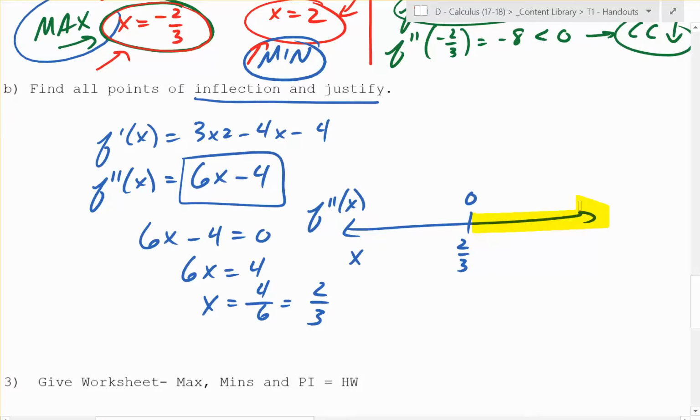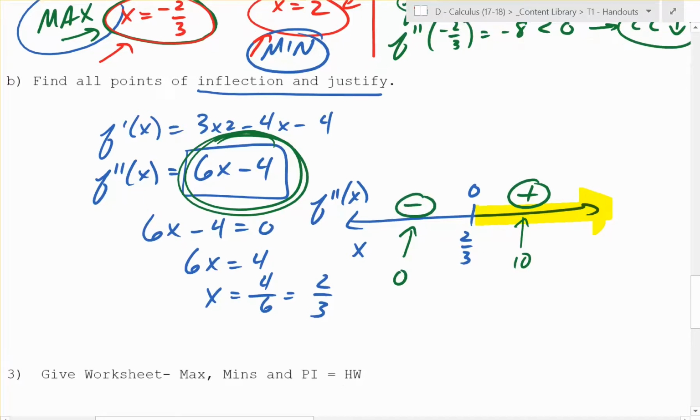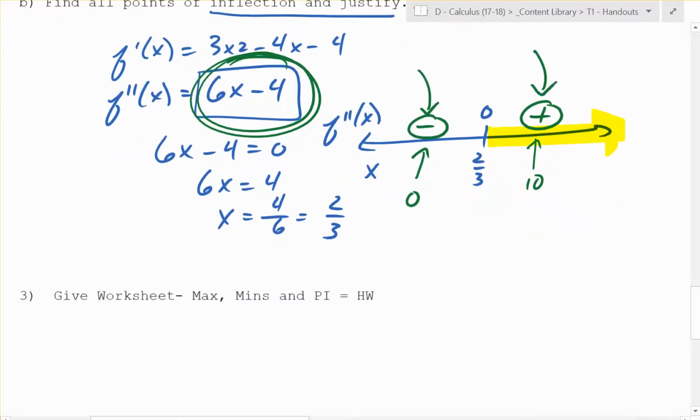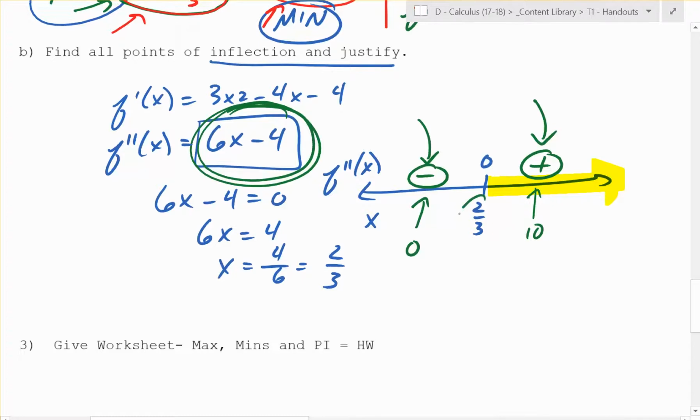So what about when you're to the right of 2/3? Well, what's immediately to the right of 2/3? Well, you can plug in a huge number if we wanted to, or just plug in, I don't know, let's say 10. Plug in 10 into this. Is it going to be positive or negative? Well, 60 minus 4 is positive. What about to the left? What's to the left of 2/3? Well, how about 0? Plug in 0 into this, you get negative 4. So the second derivative changes from negative to positive when x is equal to 2/3.